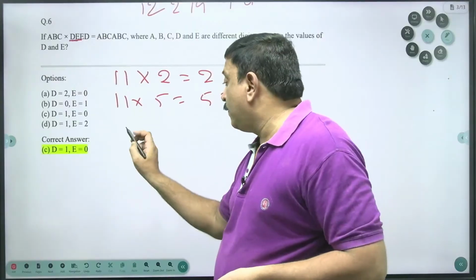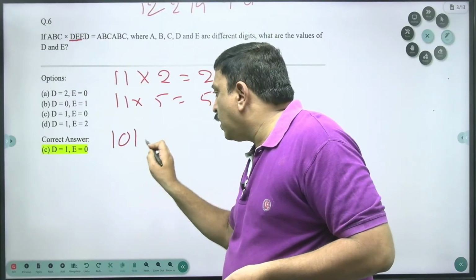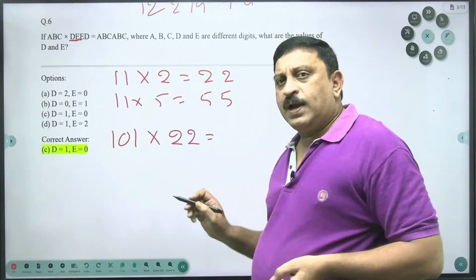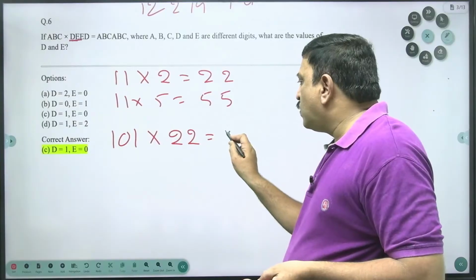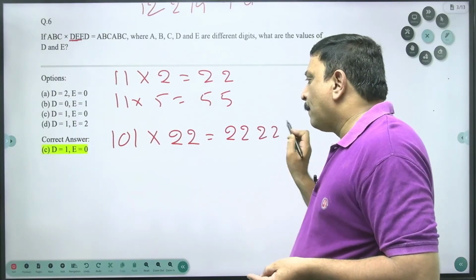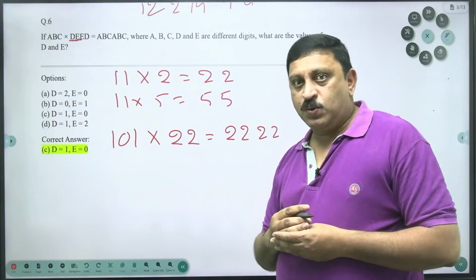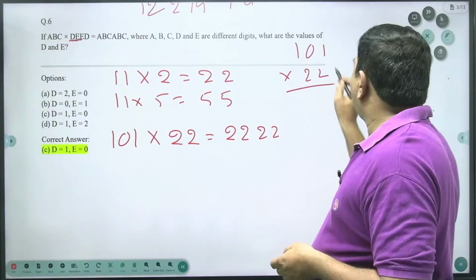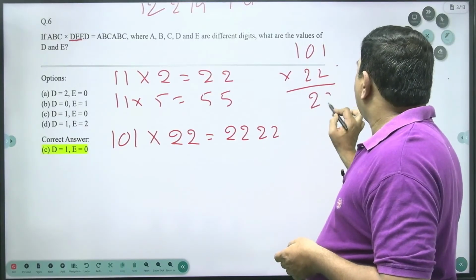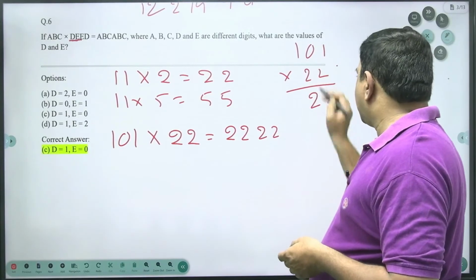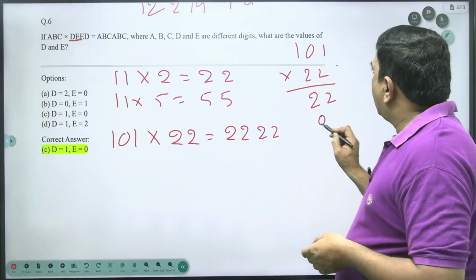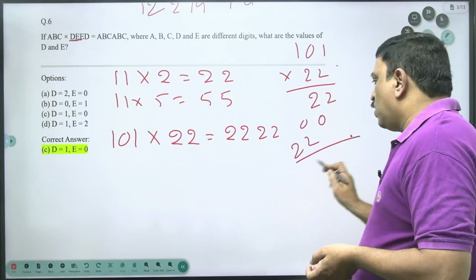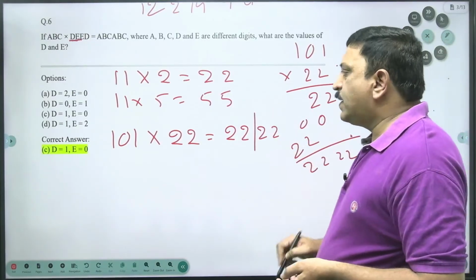But you see this one, what is 101 into 22? What will you get? If you see 101, that is 22 ones 22. We'll write this one. That is 0, so we'll put 0 here, right? Next it will be again 22. So it is 2222. So this one is the case.